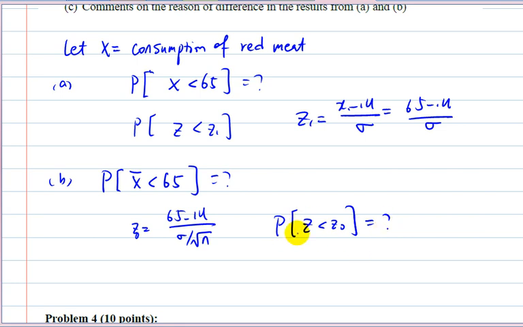So the bottom line is, the first one you will get is 0.6179, and the second one you will get is 0.9713.